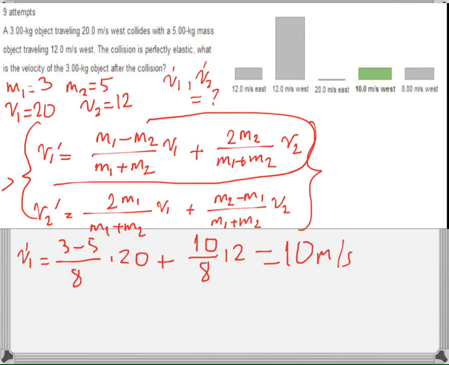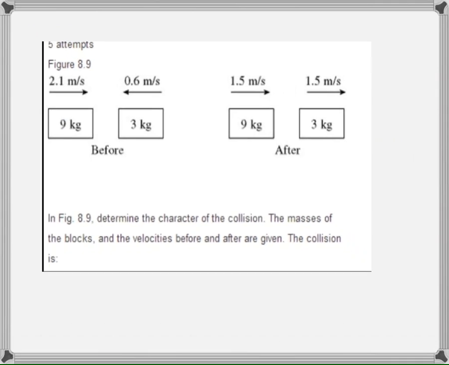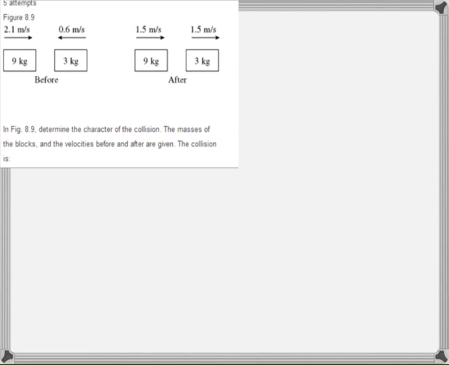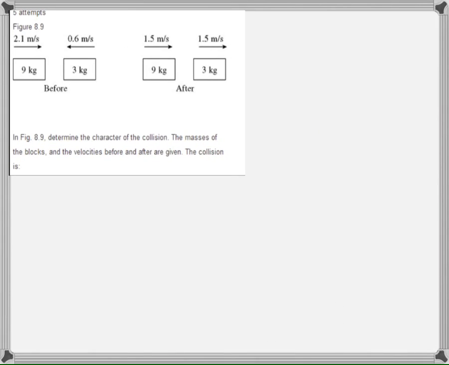Okay, let's look at another. So next question. But you should be careful because the directions of the velocities are different.